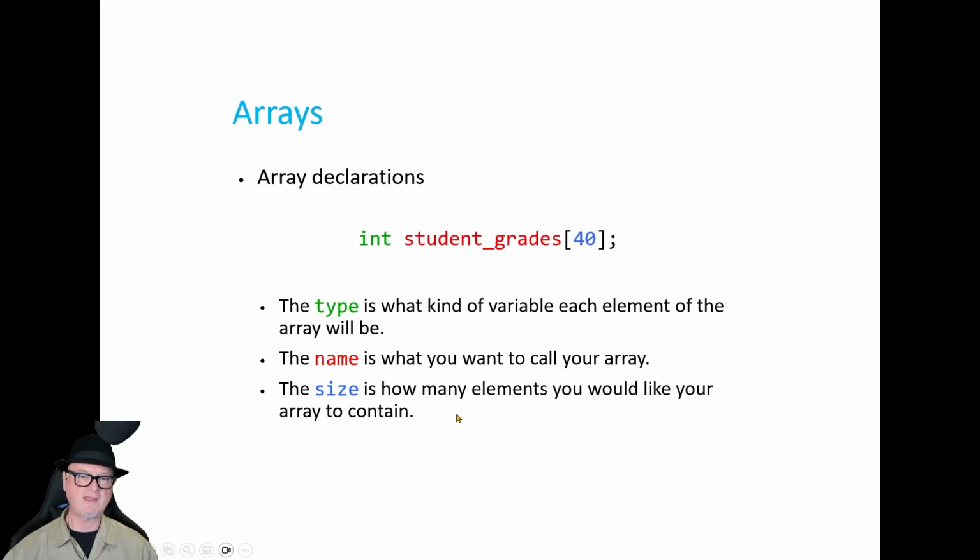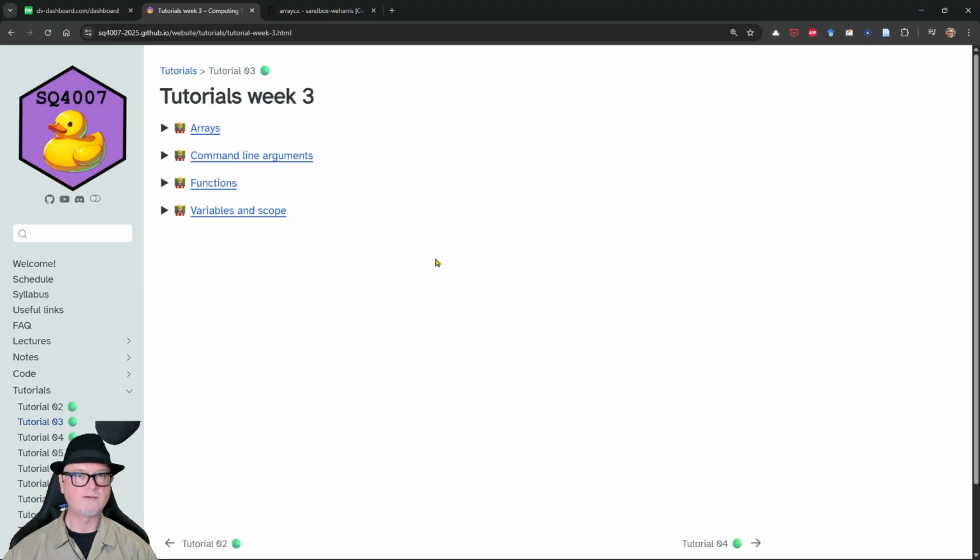So here's an example. Let's say we wanted to store all the grades for an assessment. There are 40 students in the class. If they were whole integer grades from 0 to 100, we might say int student_grades, 40 in square brackets. So this is how we declare the array. I've got a little example I'm going to go through.